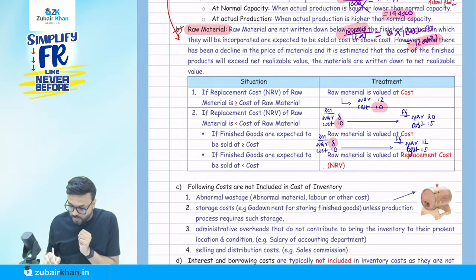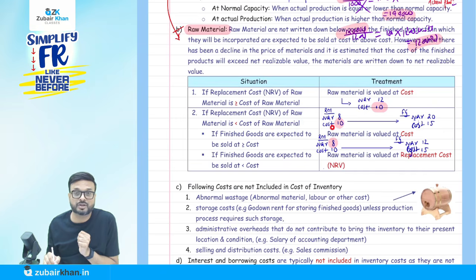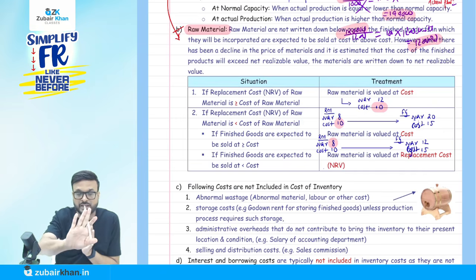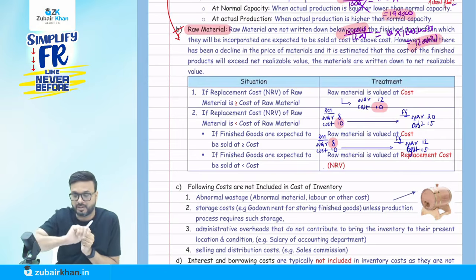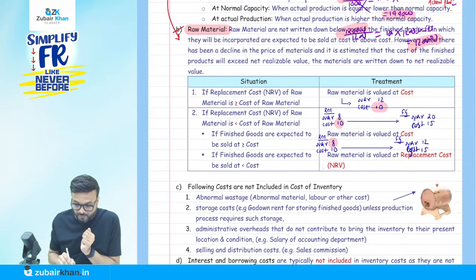They say no. Here, even though your NRV is lower than the cost, still you have to do the valuation at cost only. I will tell you the logic, don't worry. Listen to me carefully. They say, first, what is the point? NRV of raw material is less than the cost of the raw material. Yes, NRV of raw material is less than the cost of the raw material.